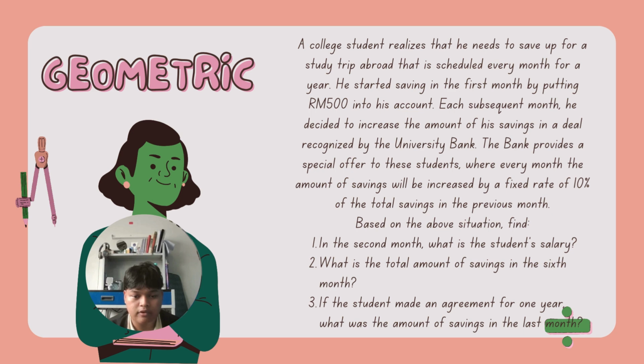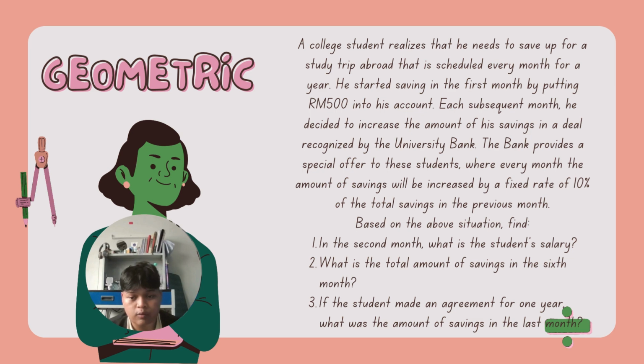Okay, before we start to calculate, we need to find the keyword. And for the next question, we need to know the total amount of saving in the sixth month. So for the last question, he said that he started saving in the first month by putting 500 ringgit. If the student made the agreement for 1 year, what was the amount of saving in the last month?